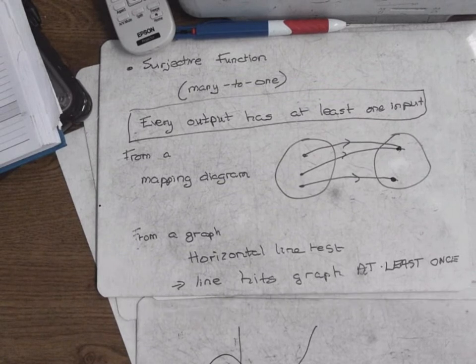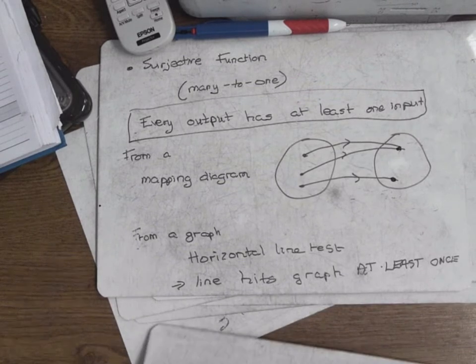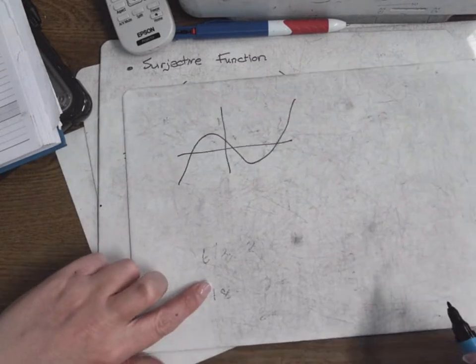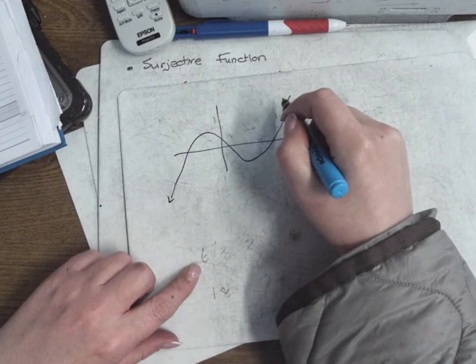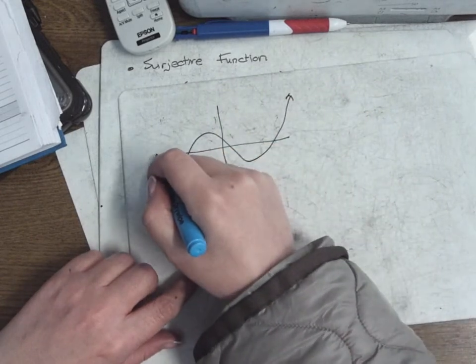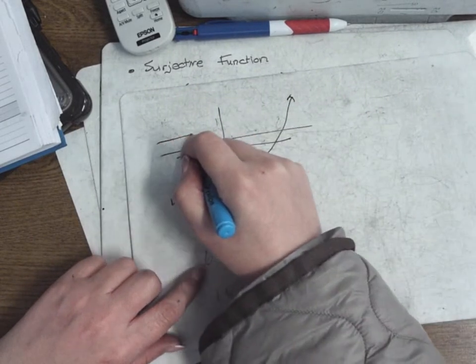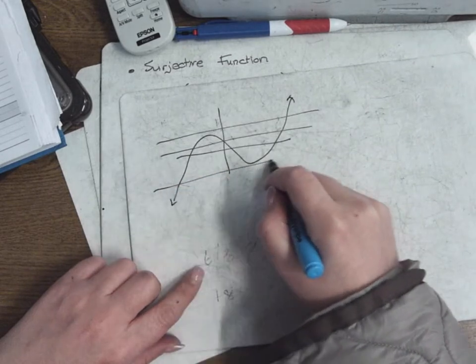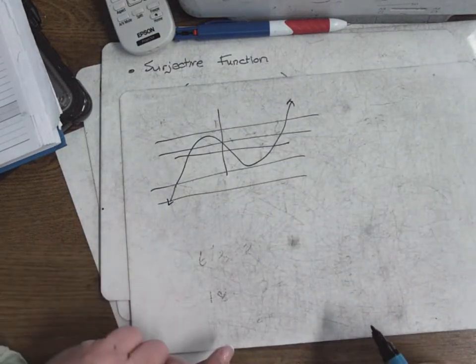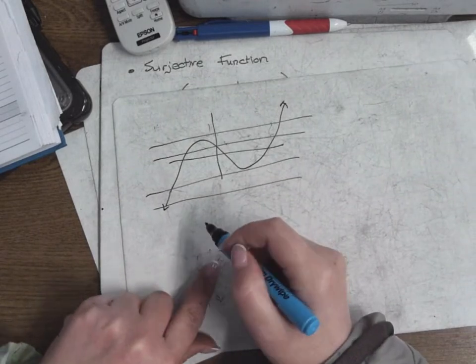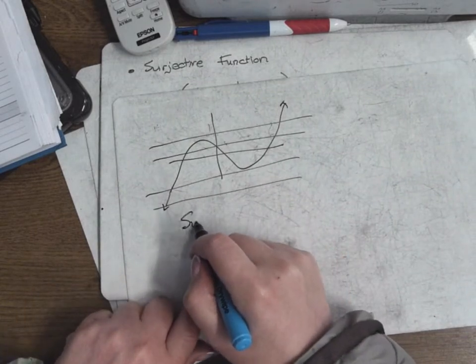Are you ready for my horizontal line test on the graph? Good. Okay, look at this one. Remember this goes forever that way, and this one goes forever that way. If I draw any horizontal line anywhere on the plane, it hits it at least once, doesn't it? Would you agree? So that makes it surjective.